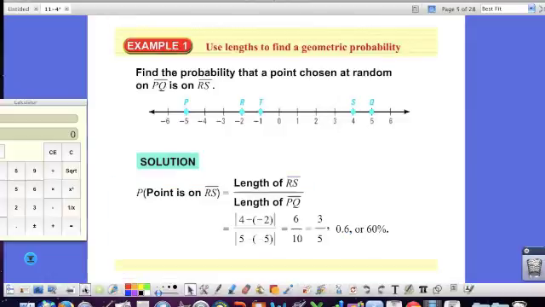There's a lot of stuff here. You can read through it in the book. I'm just going to go through these problems because I think you really will get this no problem. So we wanted to find the probability that a point chosen at random on PQ is on RS. So we need to find the length of RS, and they have this whole formula here, but you can basically say from -2 to 4 is 6 spaces, and from P to Q is 10 spaces. So it's a 3 out of 5 chance as a fraction, 0.6 as a decimal, or a 60% chance.